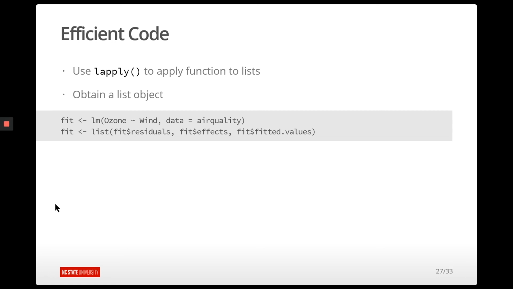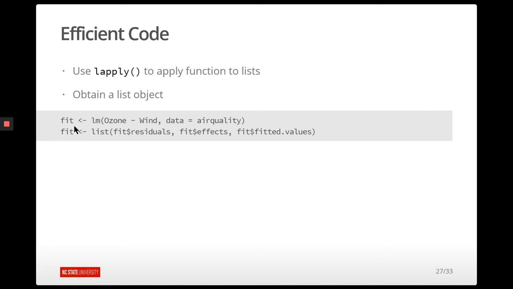There are other apply functions like lapply. The L is out front because it stands for list apply. So applying a function to each element of a list. And this is something that comes up quite a bit, actually. So first, let's just obtain a list object that we might want to deal with. So the lm function fits a linear model. So we're going to just basically do a simple linear regression here between ozone and wind from the air quality data. But we're saving the output of that in this fit object.